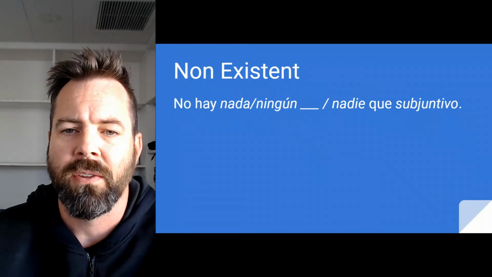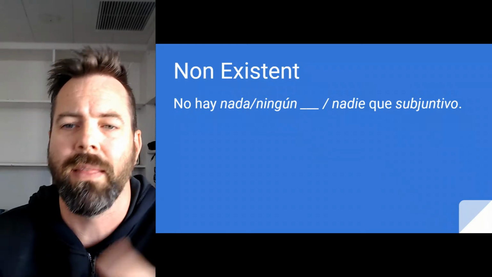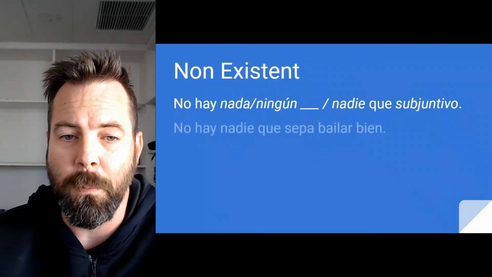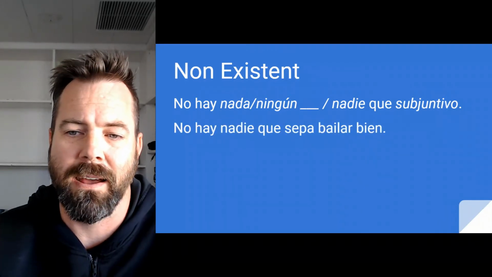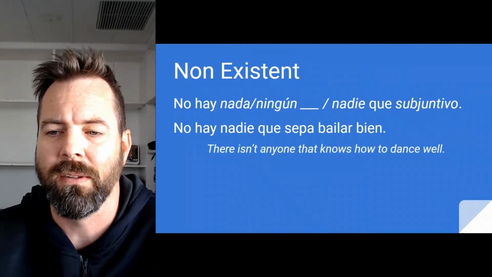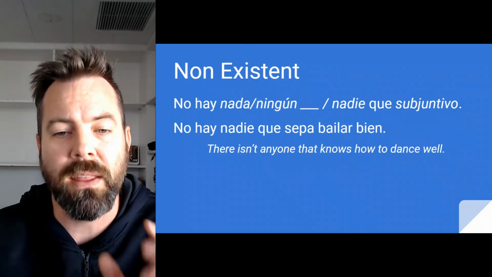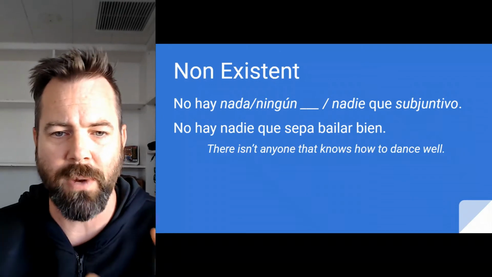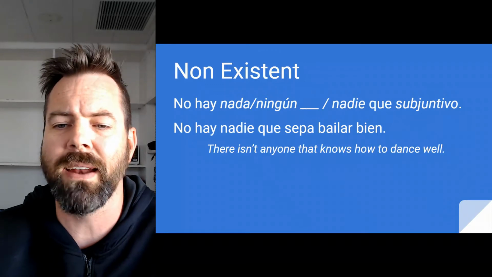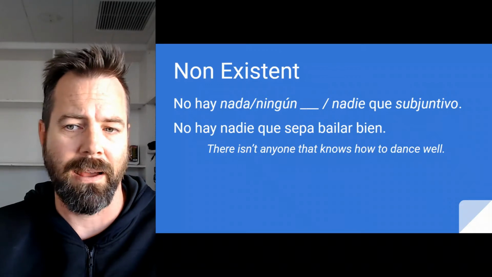Here's what that means. You want to say that there isn't anything that blanks, or there isn't anyone that blank, or there isn't anything at all. So, for example, no hay nadie que sepa bailar bien. All that means is there isn't anyone that knows how to dance well. Now, granted, in the world there are people that know how to dance well. But in the context of this sentence, grammatically, when you say there isn't anyone that knows, or there isn't anyone that blank, it is going to be subjunctive, right? So, no hay nadie que sepa bailar bien.